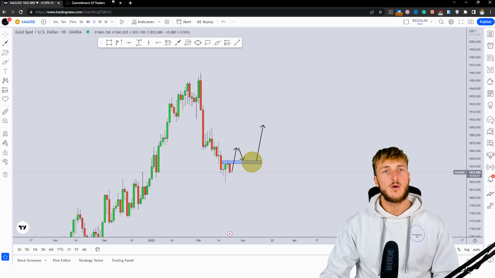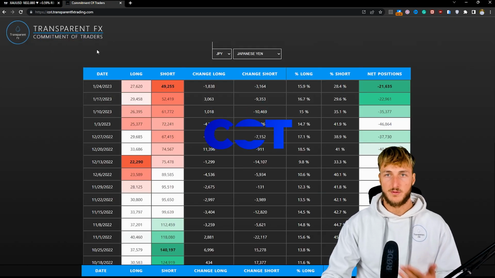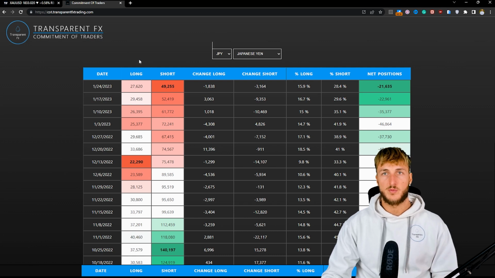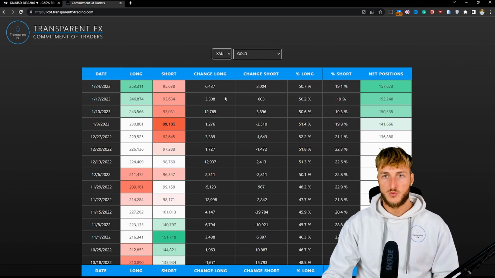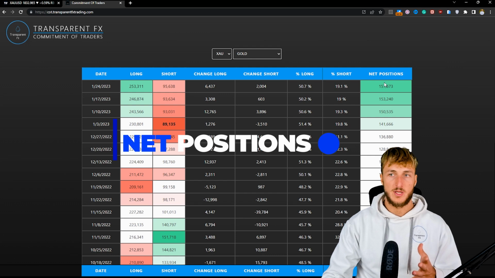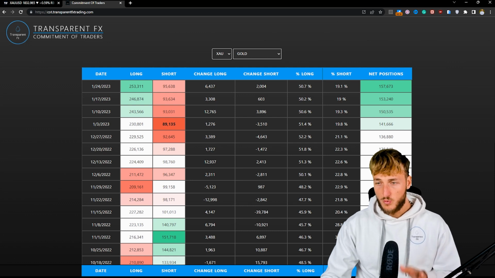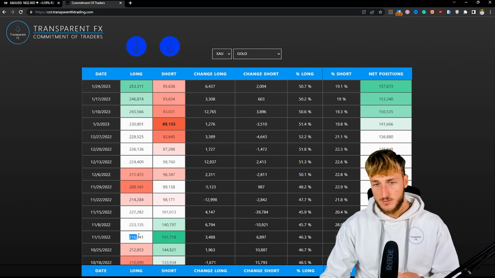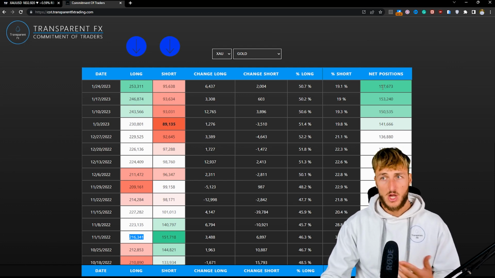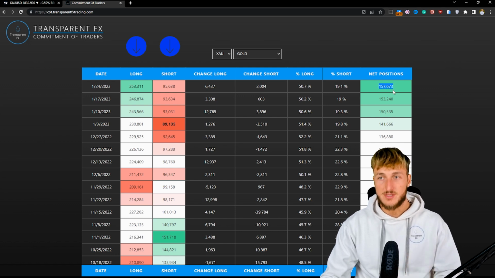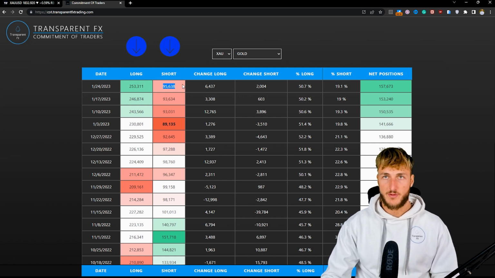Now, if we go and see what we have when it comes to the commitment of traders, so the COT data, which is what the non-commercials, so the biggest speculators in the market, are doing, and we check the data for gold, what we can see is that with the last reports, net positions have been increasing, meaning that the institutional side of the market has been longing gold. We went from having 64k net positions with 151k shorts compared to 216k longs, all the way up to having 157k net positions with 253k longs compared to only 95k shorts. So gold has been getting quite bullish.